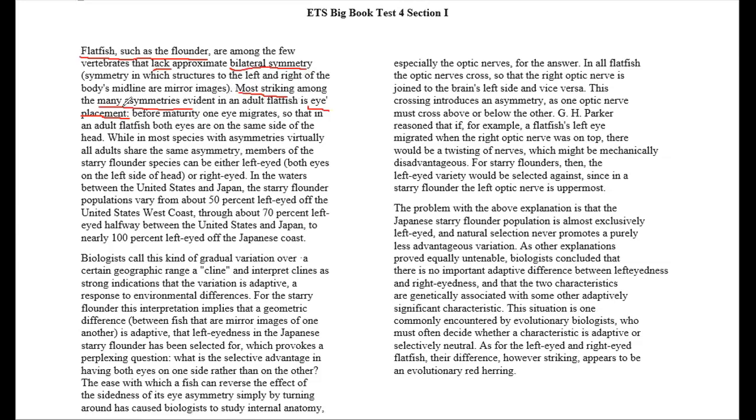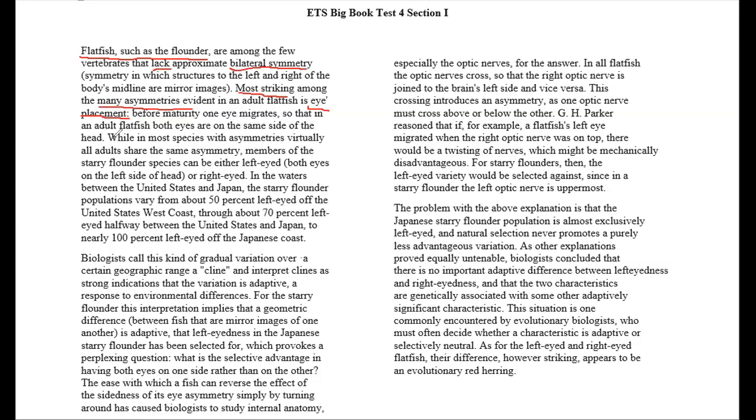So most striking among the many asymmetries is eye placement. Okay, so what is this asymmetry? Let's look. Before maturity, one eye migrates so that in an adult flatfish, both eyes are on the same side of the head. Okay, so they're basically saying that in adult flatfishes, both eyes are on the same side of the head, not on two different sides, just like we have in humans.